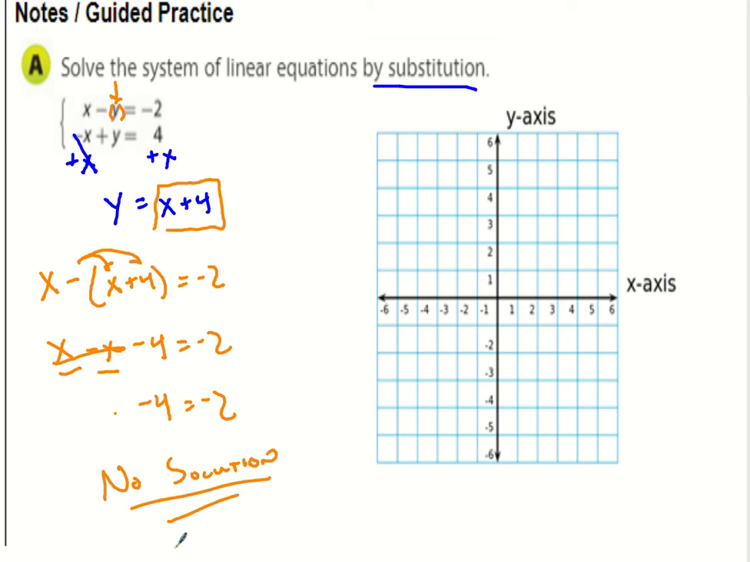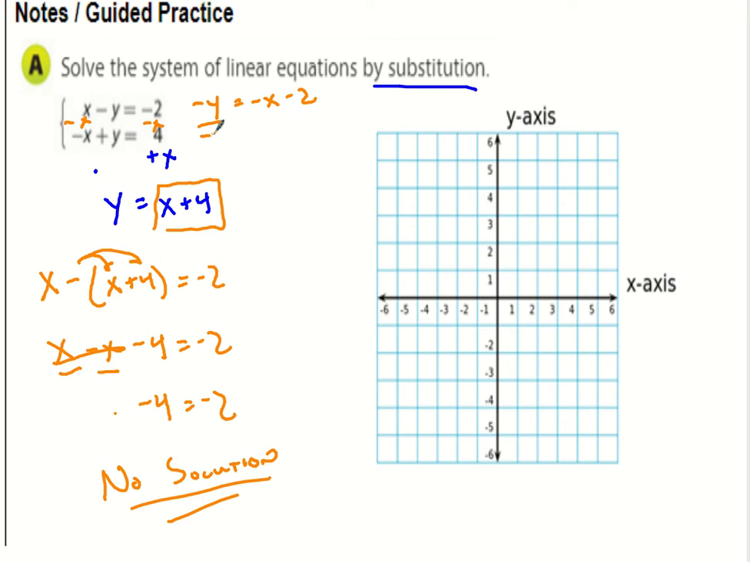No solution means that they are parallel lines. So they have the exact same slope. They have the same slope, but they have different y-intercepts. So now let's look at that on a graph. We already changed this first one to slope-intercept form. Let's change the second one to slope-intercept form. I can do that by subtracting x from both sides. I have negative y equals negative x minus 2.